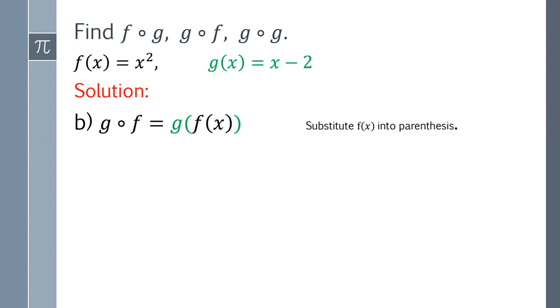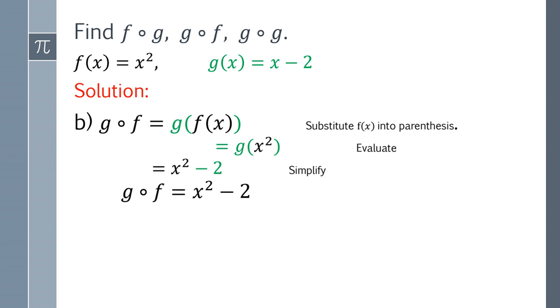So g composed of f. Now we switch the letters, right? The variables or the names. So now we want to evaluate function g composed of f of x. So f of x goes inside, replace f of x with what it is. f of x is x squared. So I take function g, and everywhere I see x, I'm going to plug in this x squared. So when I do that, I have x squared minus 2. It says simplify, but there's nothing to simplify, so this will be my answer. g composed of f equals x squared minus 2. Okay, easy stuff, I hope.